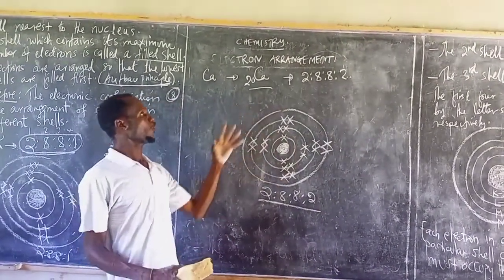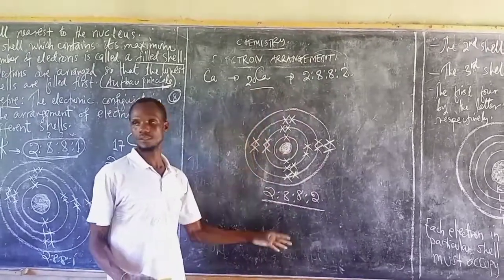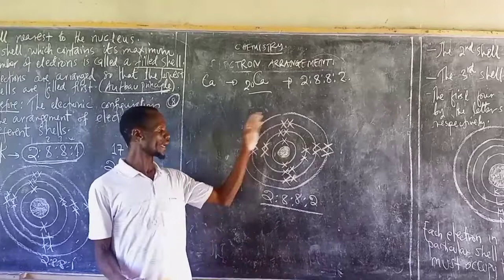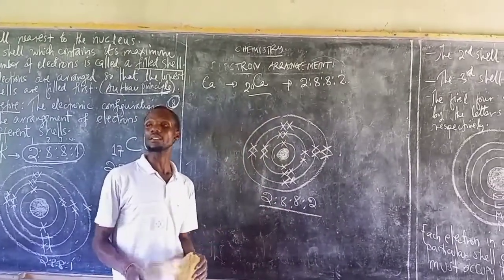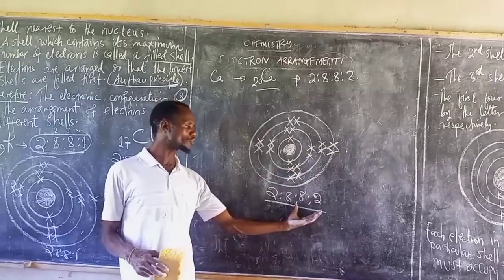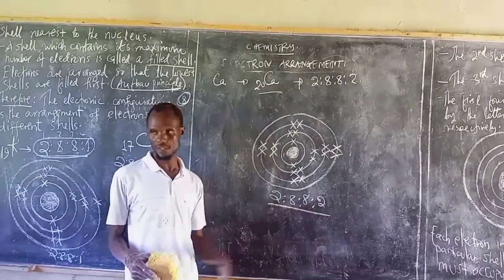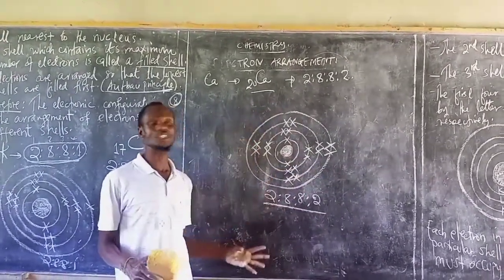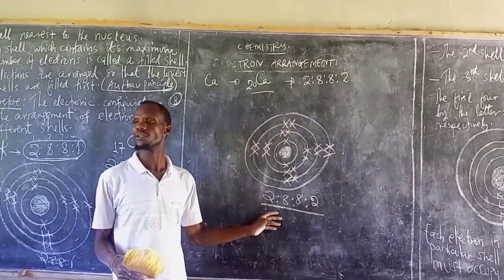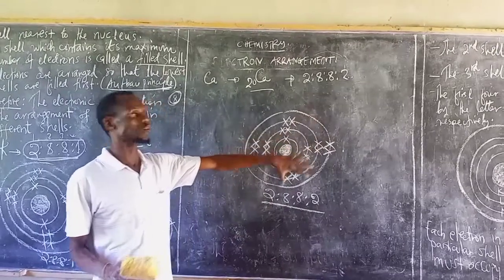So from here, we can determine a lot of things. We can determine the valence. We can determine the group for an atom. From writing electron configuration, we can determine so many things. But that is not our intention. Our intention is to know how these electrons are arranged. So this is how we arrange electrons.